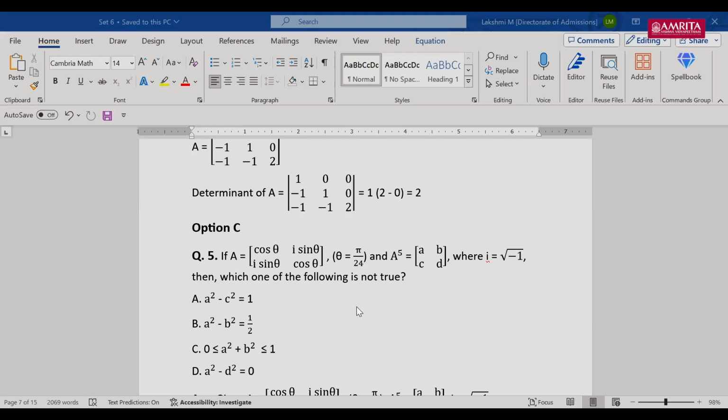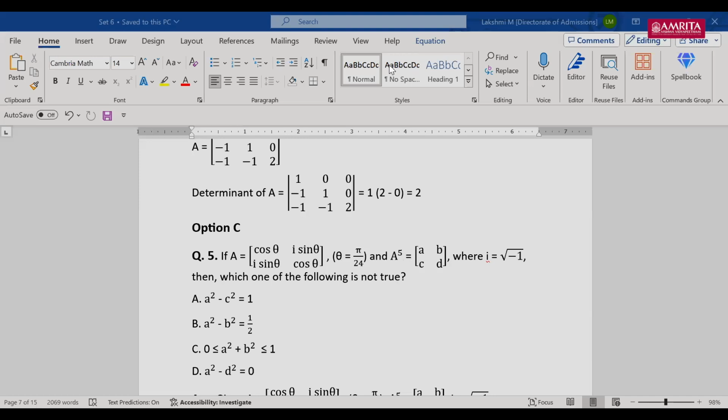So this is the next question. A is equal to [[cos theta, i sin theta], [i sin theta, cos theta]]. They have given theta is equal to pi by 24. A raised to 5 is equal to [[a, b], [c, d]], and i is equal to root of -1. Then which of the following is not true?